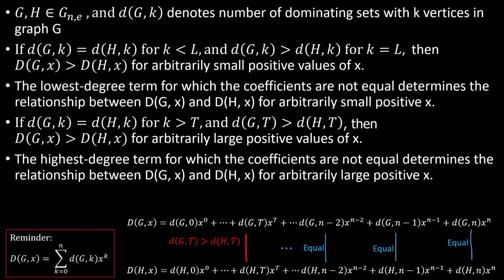What do these observations give us? They give us a way of determining whether one graph is more optimal than another, using just the coefficients of their domination polynomials, provided those coefficients meet one of the two patterns we discussed here, where they're equal up to or down to a certain term.